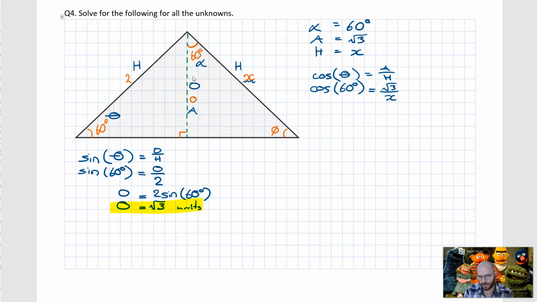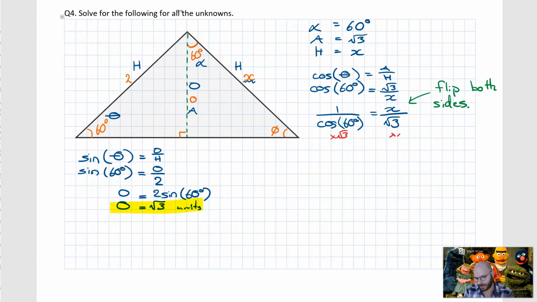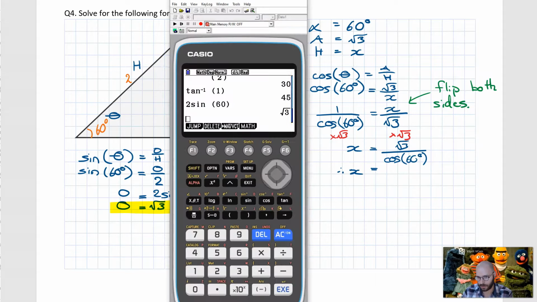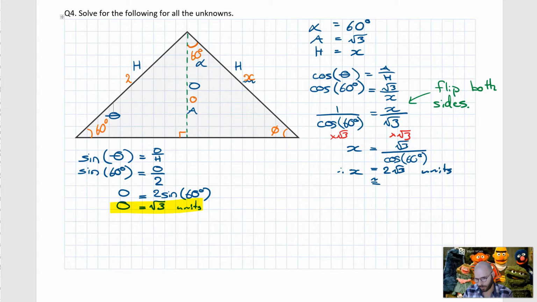Now, the X is on the bottom. So for this example here, I'm going to flip both sides of the equation. So we go 1 over cos of 60, and then we get X underneath root 3. After that, we have to multiply both sides by the square root of 3 to isolate X, such that it becomes the subject, and therefore we get an equation that looks like root 3 over cosine of 60. Evaluating this, we are going to get approximately 3.46.